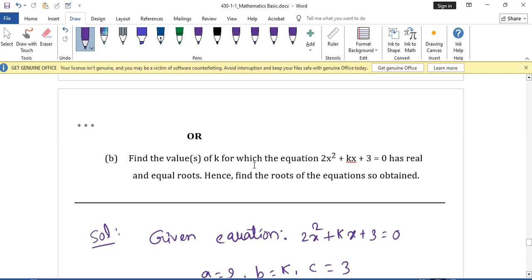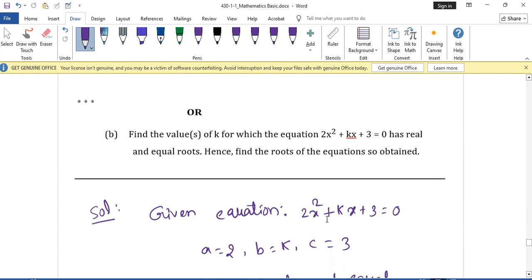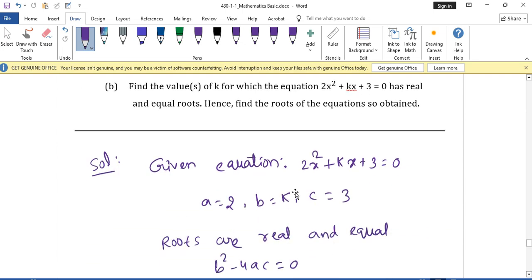Next, find the value of k for which the equation 2x square plus kx plus 3 is equal to 0 has real and equal roots. Hence, find the roots of the equation so obtained. Here we need to find the k value. The given equation is 2x square plus kx plus 3 is equal to 0. Compare with ax square plus bx plus c is equal to 0. That is a is equal to 2, b is equal to k, c is equal to 3.